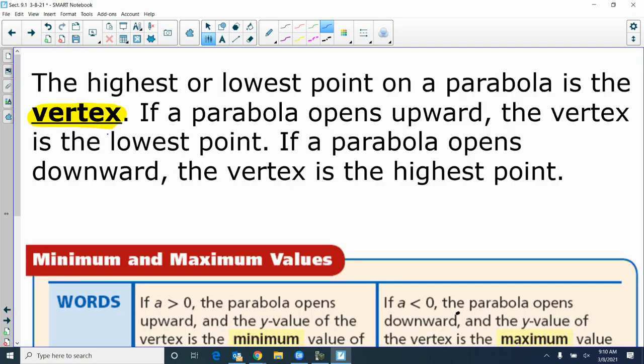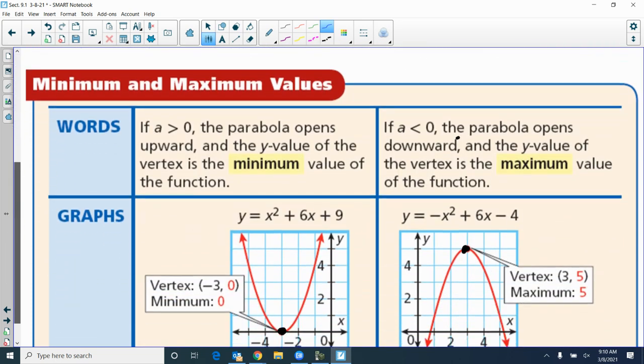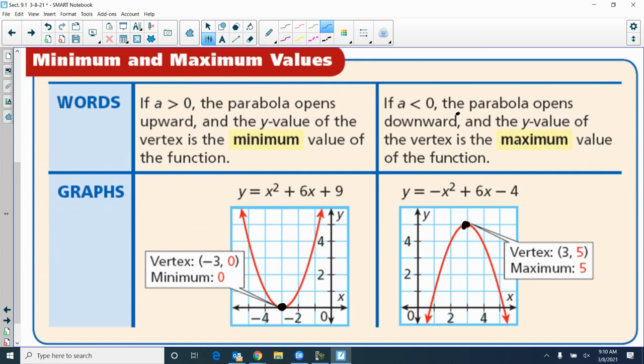All right, we talk about it's going to have a minimum or a maximum based upon the vertex. The vertex is the point where it changes direction. So we can identify the vertex as a point, and we could say that the lowest value would be 0. This right here is the vertex, 3, 5. That means the maximum value is 5. So that's that point right there on that bottom part of that page. So find the vertex, be able to tell me whether it's a minimum or a maximum.